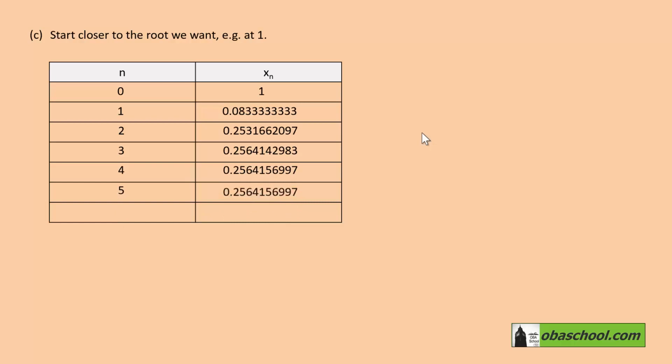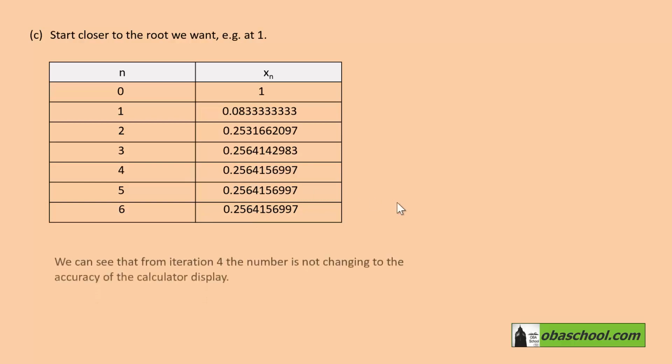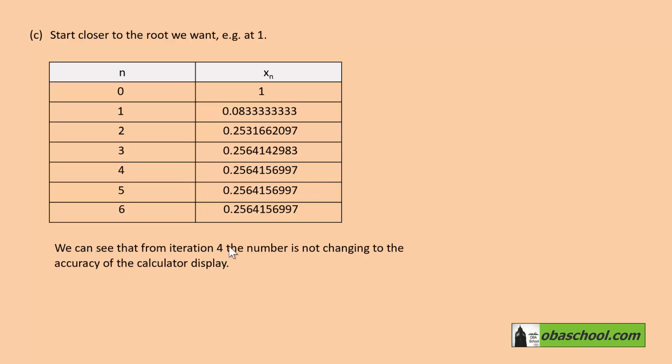And what you're going to see is that to the accuracy of the calculator display, the number stops changing. So we can see that when we get to this point, there's no way that the fourth decimal place is going to change. We can see from iteration 4 the number is not changing to the accuracy of the calculator display. And that's what I was saying about how well this method works when it works. So we can say it's 0.2564, correct to 4 decimal places.